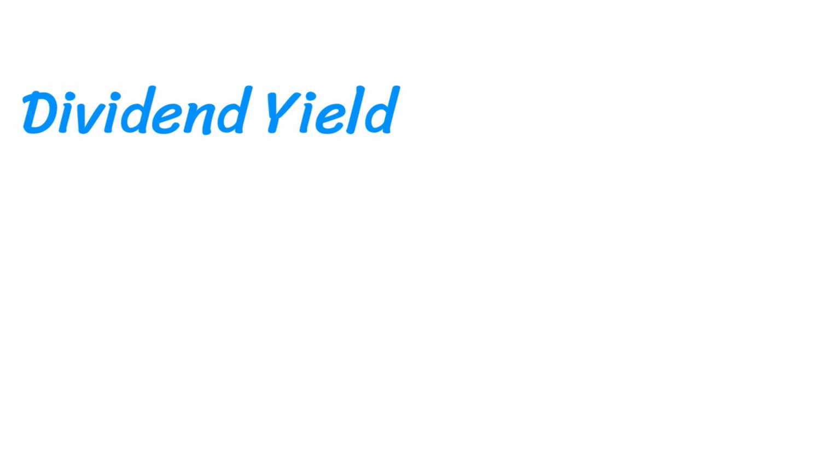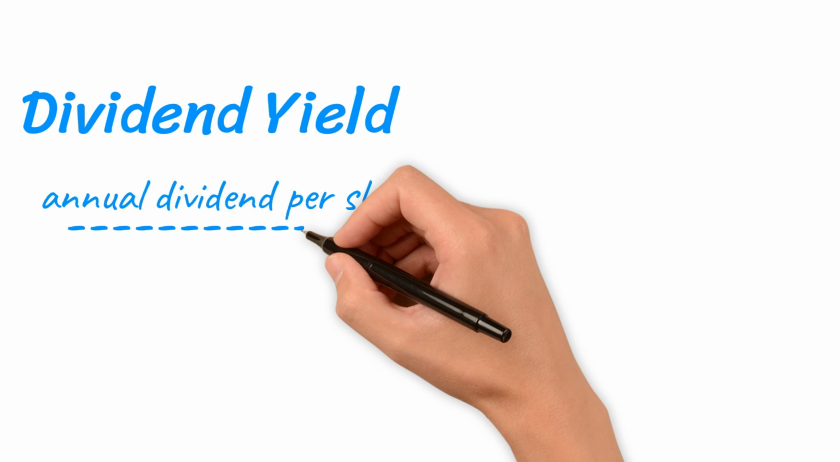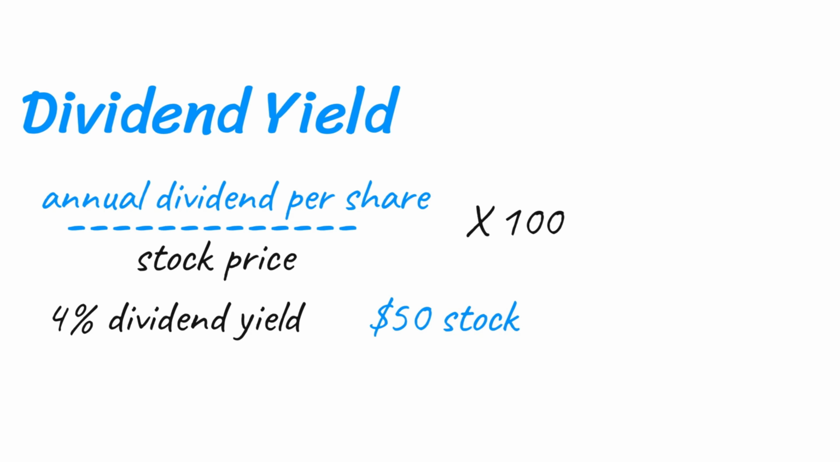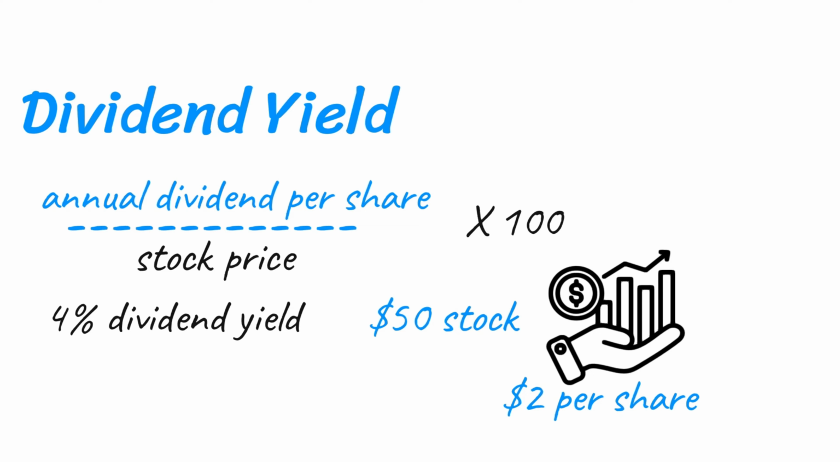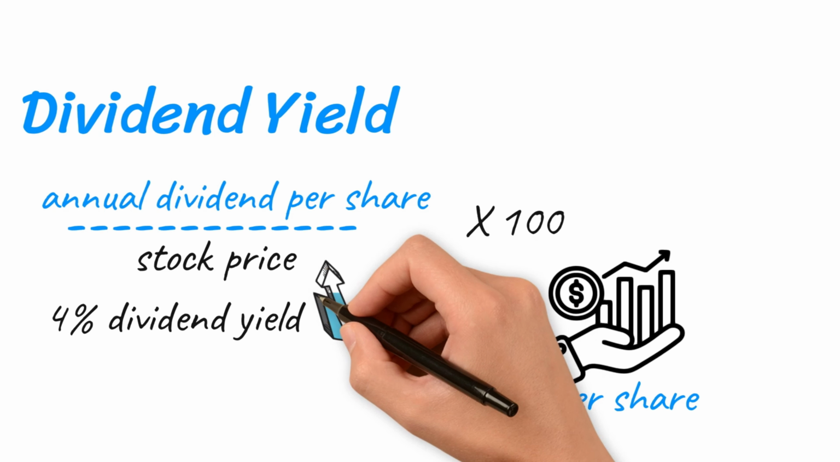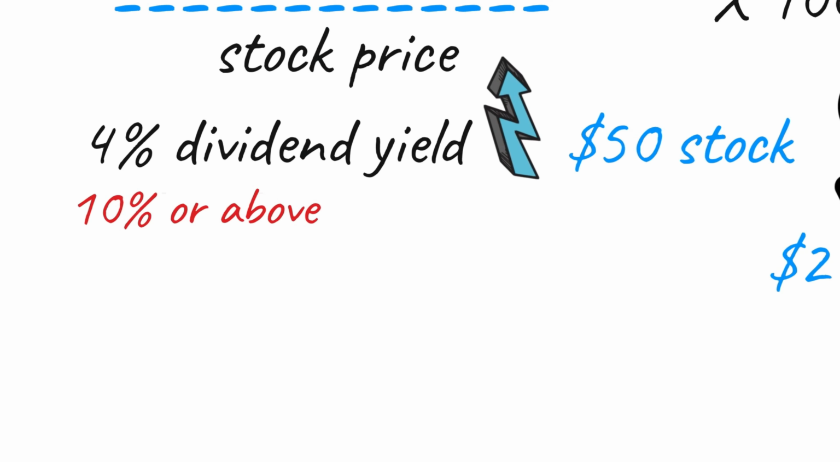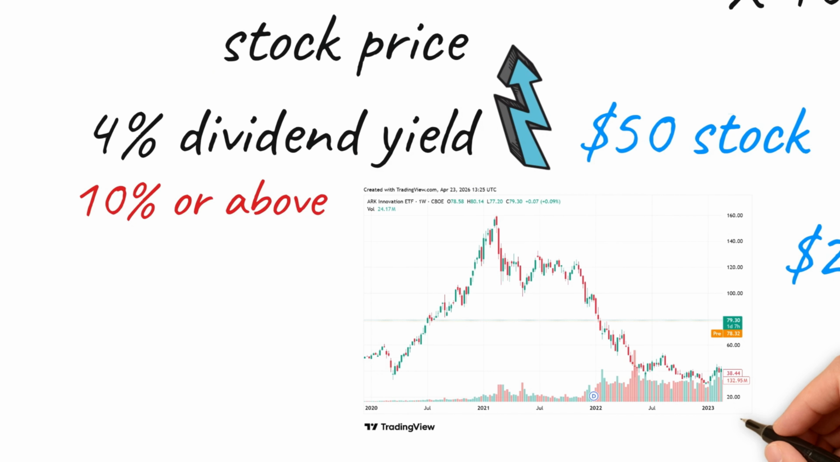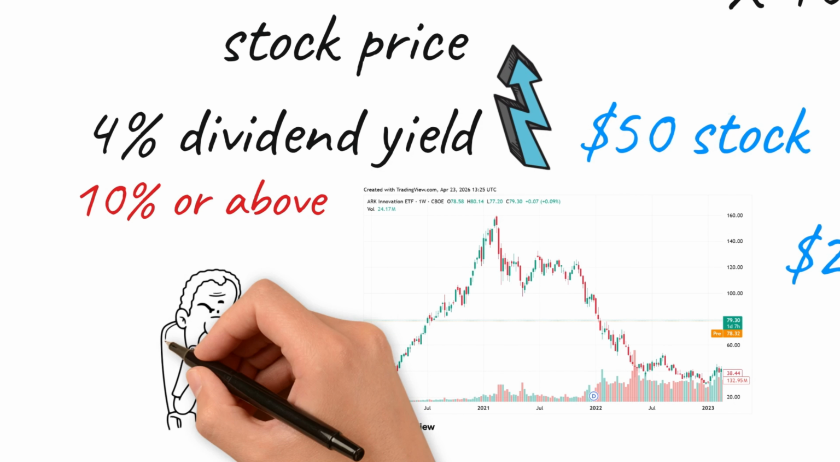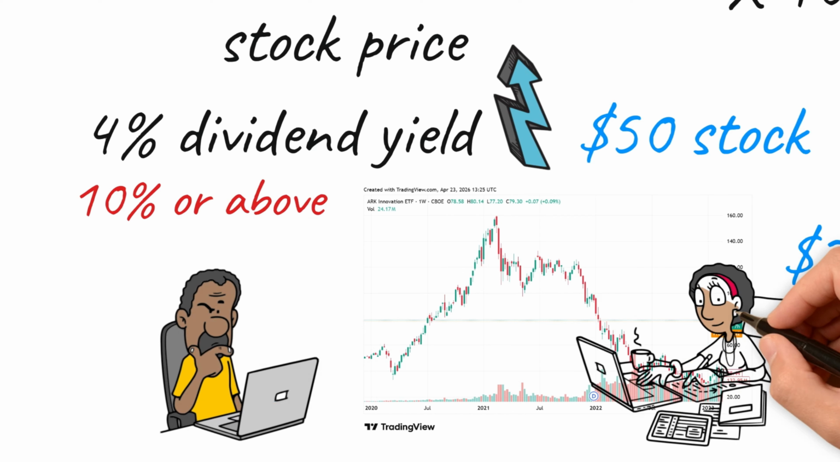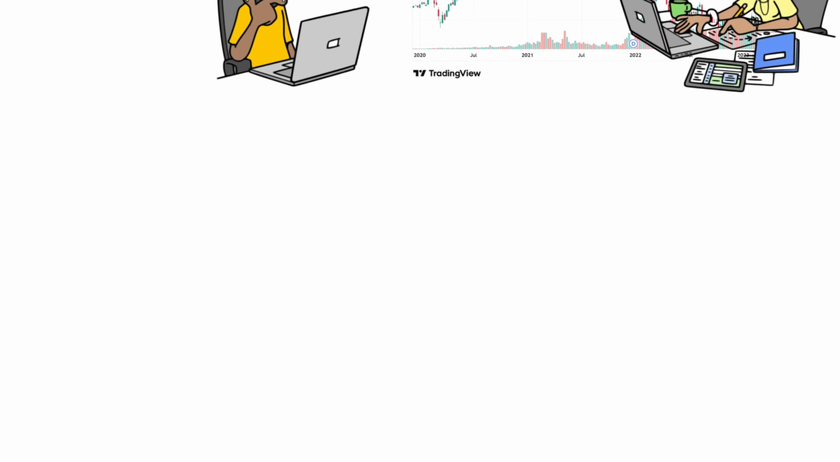Dividend yield is the annual dividend per share divided by the stock price, expressed as a percentage. A 4% dividend yield on a $50 stock means you receive $2 per share per year just for holding it. High dividend yields can be attractive, but a very high yield, say 10% or above, often signals that the stock price has fallen sharply, which means the market doubts the dividend can be maintained. Always investigate why the yield is high before assuming it's a bargain.